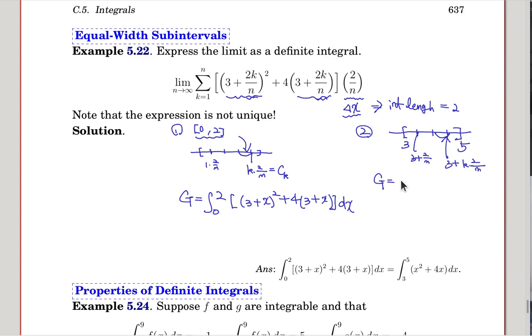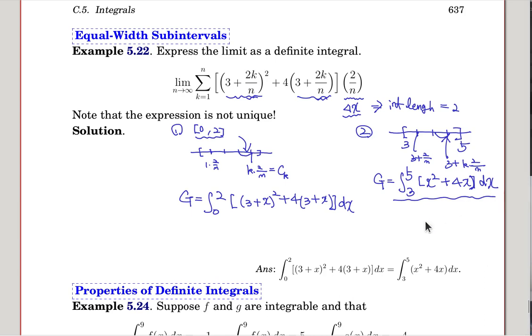of the Riemann sum, can be written as an integral from 3 to 5. We chose 3 to 5. And in that case, the ck must be in this form, so that is ck. Now ck squared becomes x squared. And for the second term, 4 times x. And here, n over 2 is the same. Delta x becomes dx. So that is the integral.